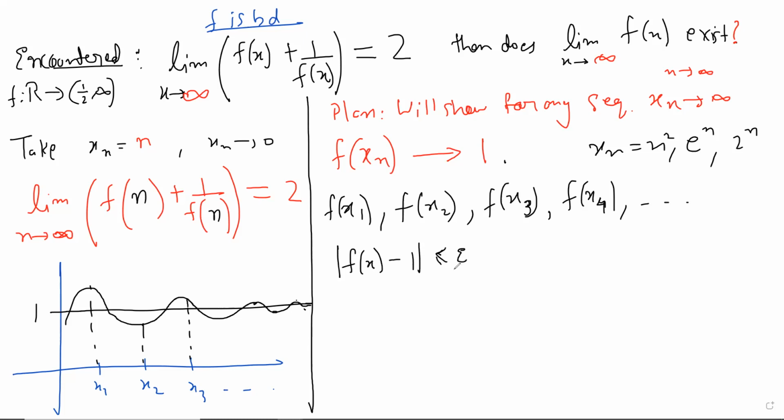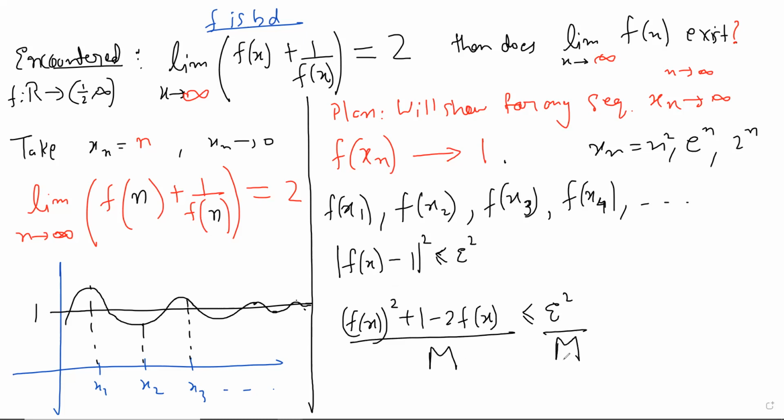This is less than epsilon. Okay, we can remove the mod. Okay, this looks like a good idea. Divide by m on both the sides. Sorry, I didn't get f by mod of f of x. Okay, so f(x) is less than m.